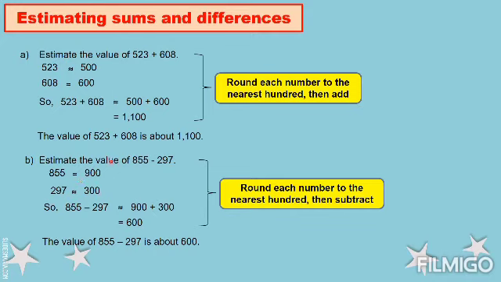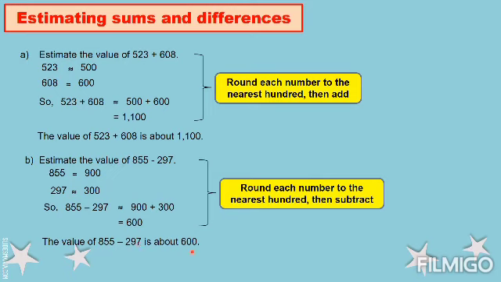Now, class, after rounding the two numbers, we have now estimated. That's the time we will subtract. Again, class, I have a typo error here. So 900 minus, this is minus, not plus, minus. I will cover it with my pointer. So 900 minus 300 equals 600. So now, class, the value of 855 minus 297 is about 600.